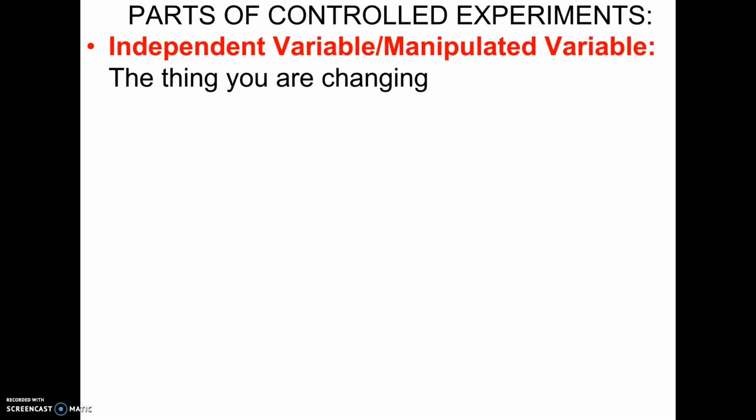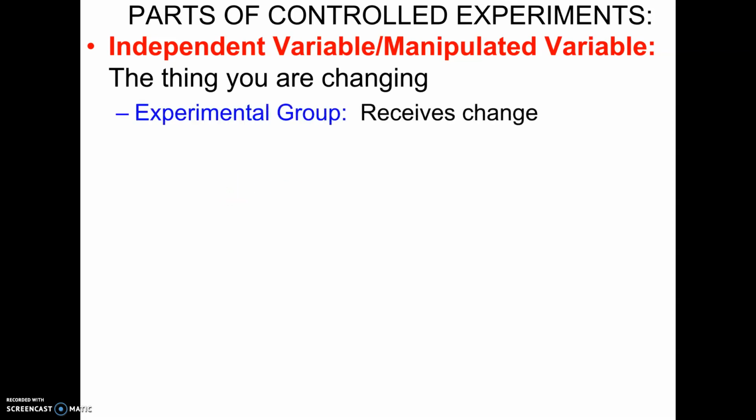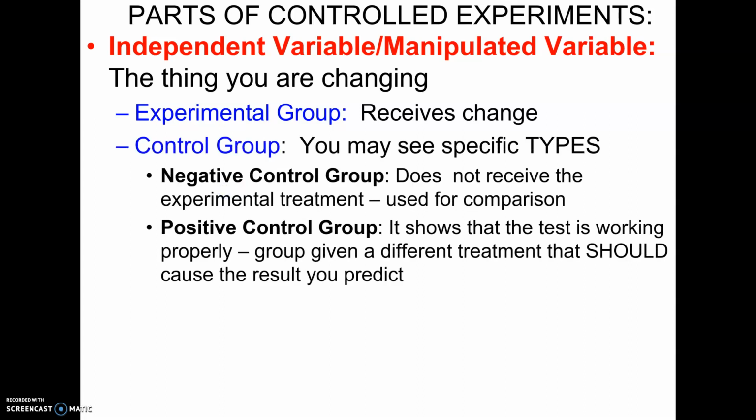All right, other parts of a controlled experiment. Our independent variable, or our manipulated variable, is the thing we are changing. It's under our control, and it's the one thing we're changing in the experiment. You should only have one independent variable. In our case, it was whether they were listening to music or not. The music was our independent variable. The experimental group is the group that actually receives the change. So in our case, it would be the group that listened to music. They are receiving music.